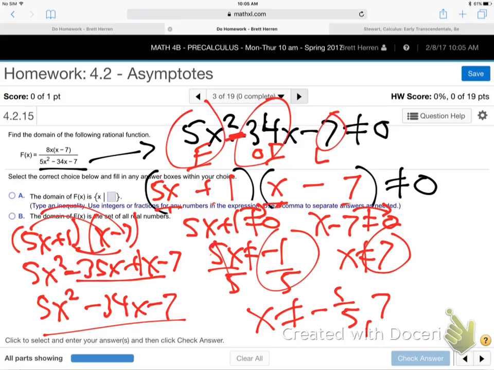Good? Questions on the factoring? I'm glad to help. That's the kind of stuff I'm eager to help you with. Even just grab me after class. If you're trying something and you don't know why it doesn't work, grab me after.